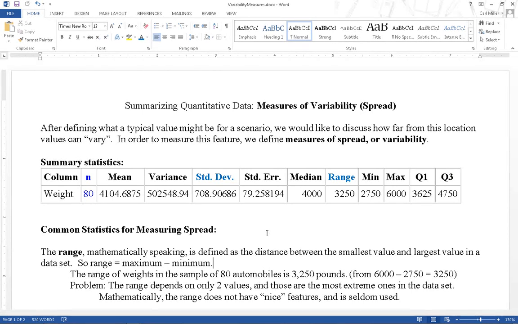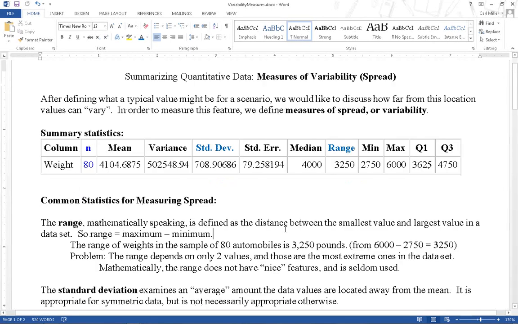Now, it really only depends on 2 data points. So the other 78 values in the data set are completely ignored. And also, if either or both of these values is an outlier, an unusually large or unusually small value in the data set, then it has a big influence on the value of the range. As a result, the range doesn't have very nice math features and is not very often used in statistics.